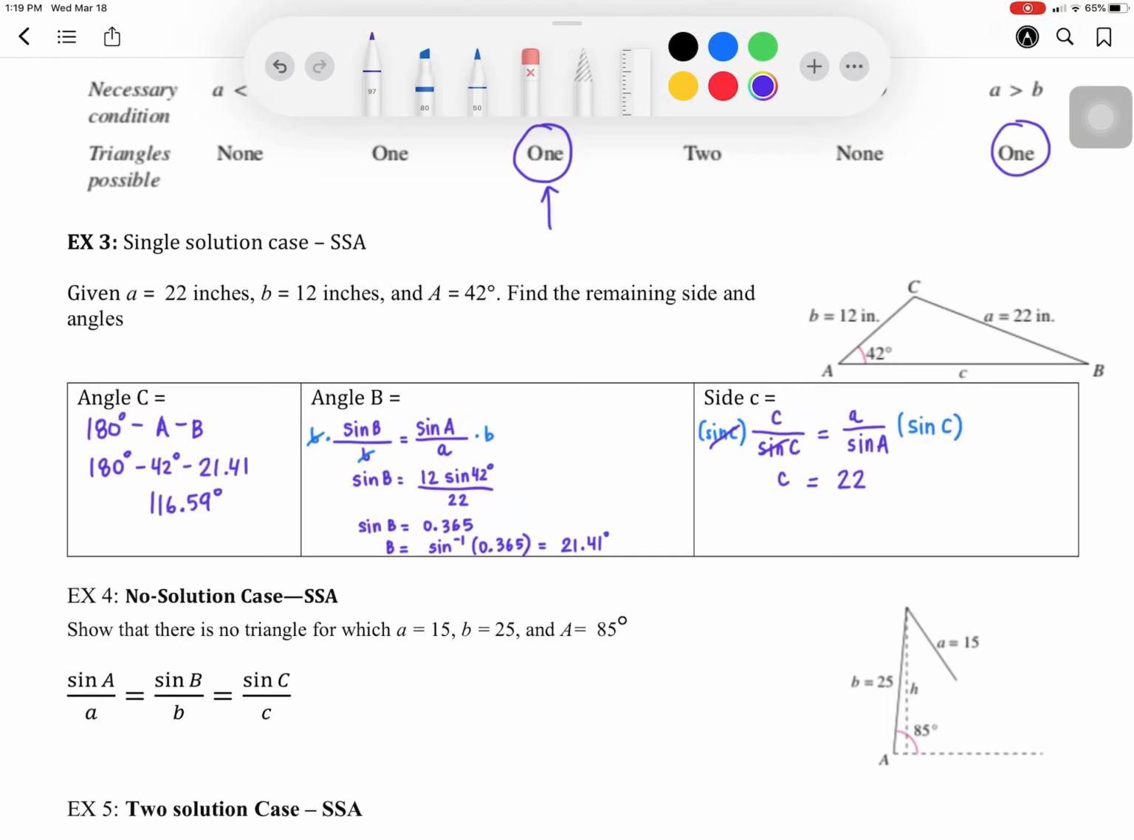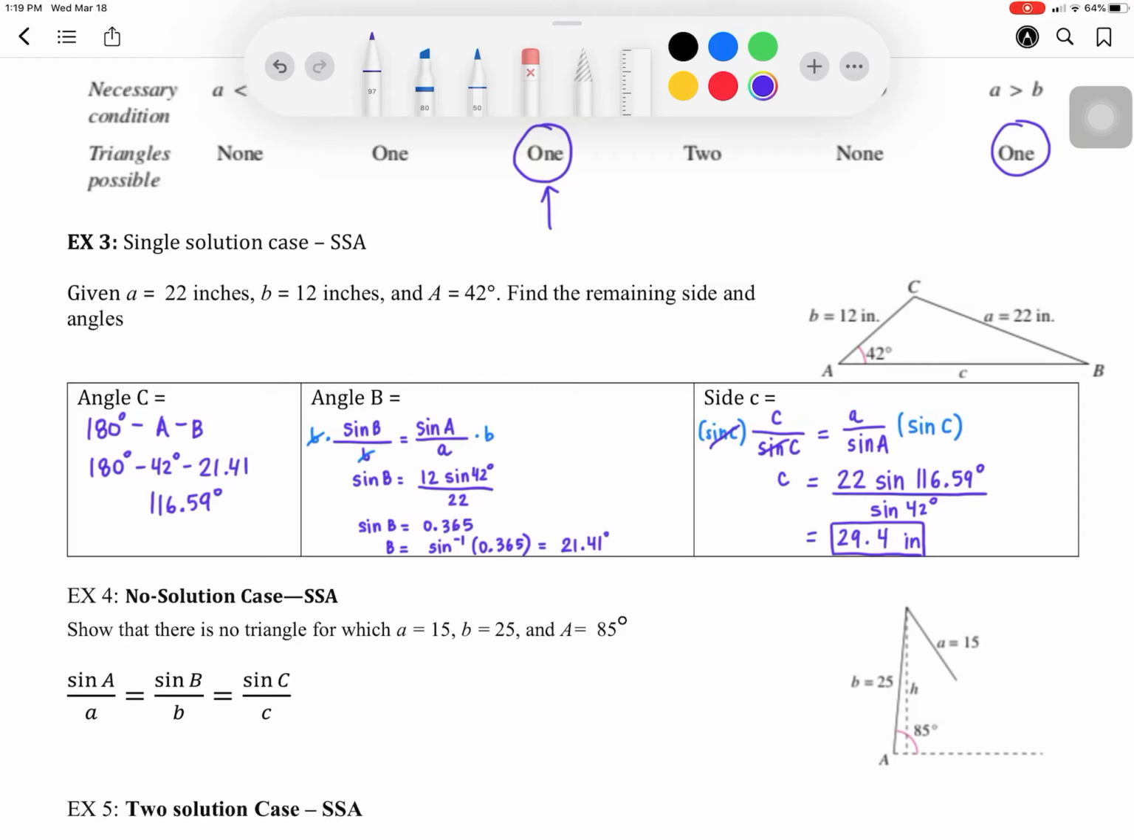Okay, so now we have little c, that cancels out, is equal to side A, which was 22, times sine of C, which was 116.59 degrees, divided by sine of A, angle A was 42 degrees. Now just make sure that your calculator is in degree mode. So plug all that in, use parentheses if you need to. You should get 29.4. Now what are our units here? Inches. And let me box my answer. Okay, so that should be your single solution case.